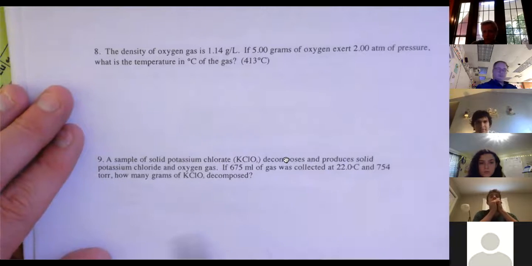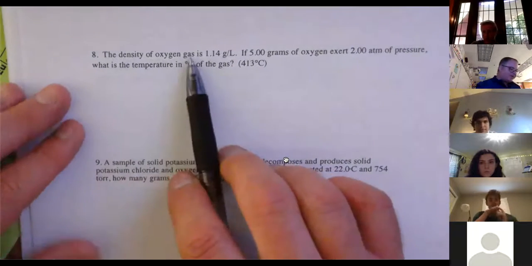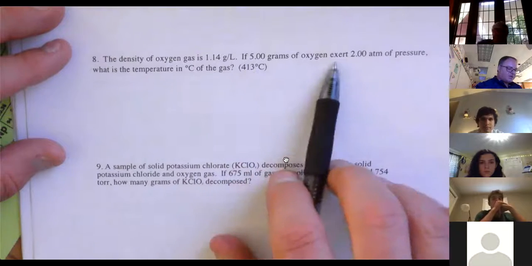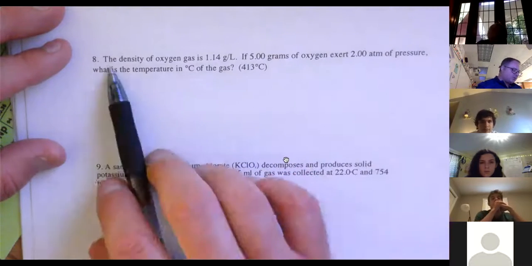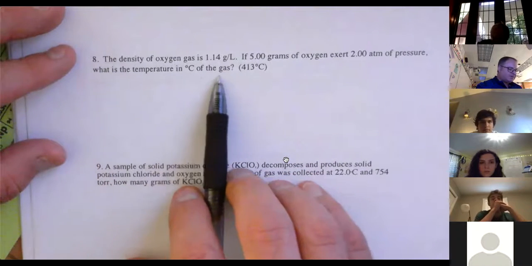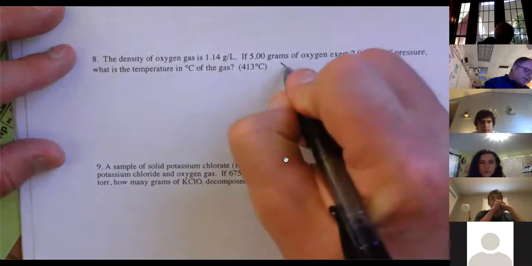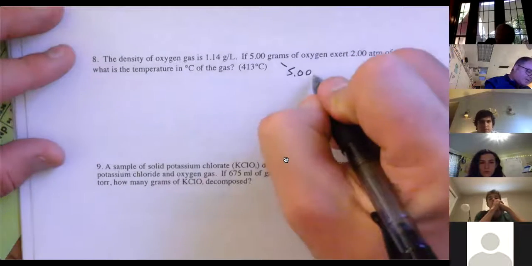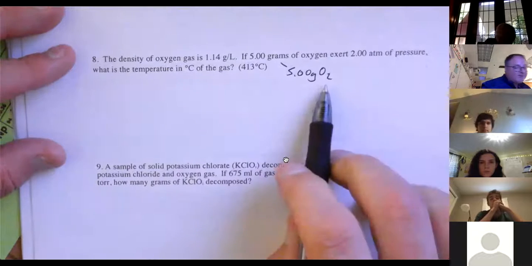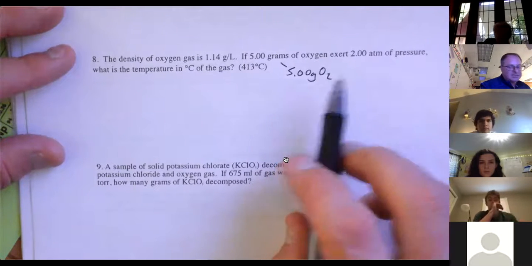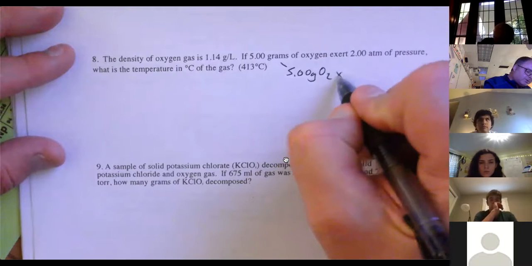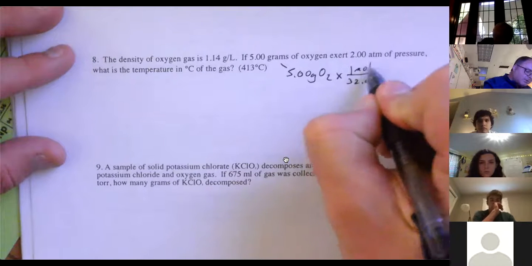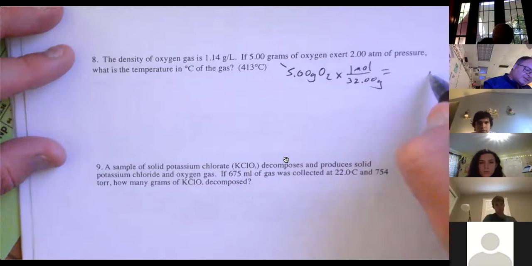So the density of oxygen gas is 1.14 grams per liter. If 5 grams of oxygen exert 2 atmospheres of pressure, what is the temperature in degrees Celsius of this gas? Just like the last one, the fact that we have this 5.00 grams of oxygen, we have to remember that that is oxygen gas and it is diatomic. So we have to go O2. Every 32.00 grams is 1 mole. So that gets us to moles.